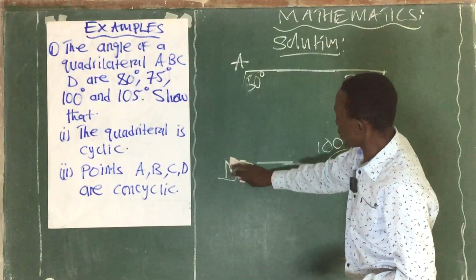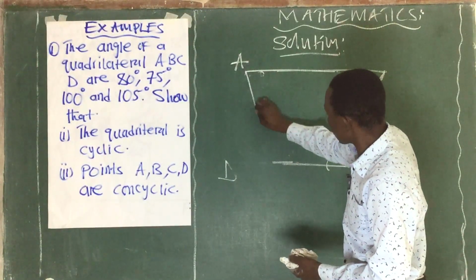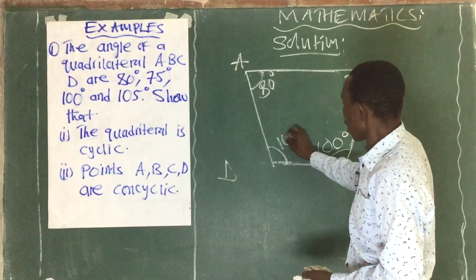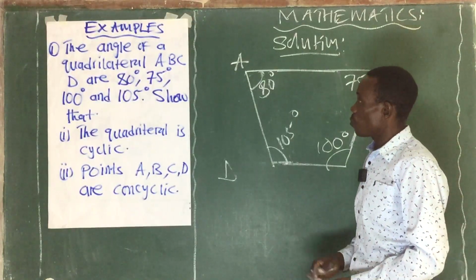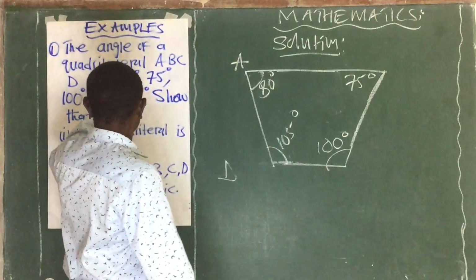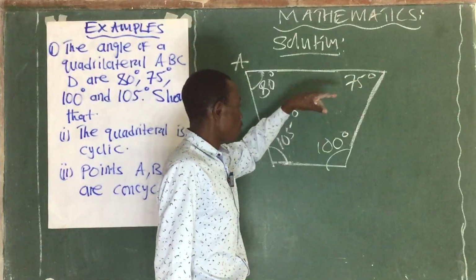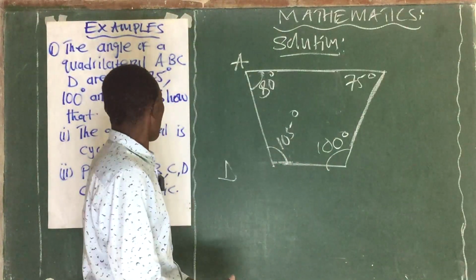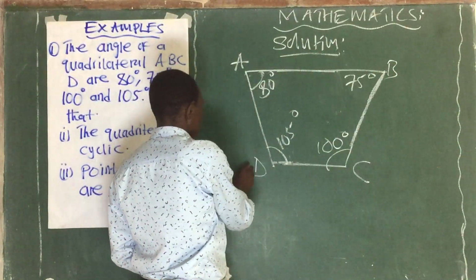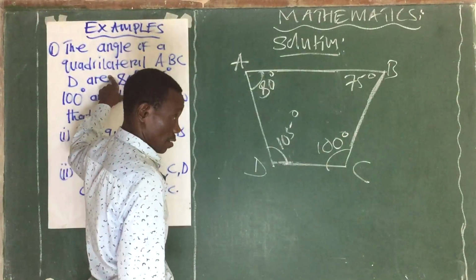So here I'll raise this one and try to be realistic, so that this angle should be squeezed in to be acute. That is 80, like this one, and then this one should be 105 degrees. So we are indicating the angles in that order: 80 degrees, 75, 100, 105. In that order, this one is B, this is C, this is D. So this is our diagram representing this.